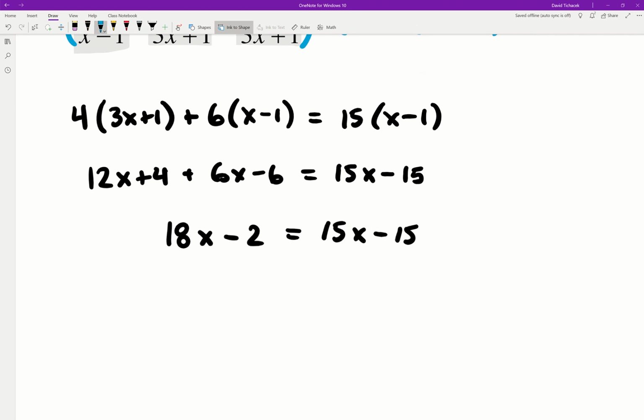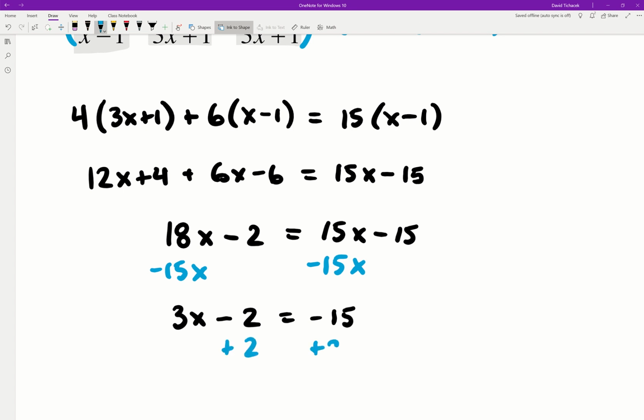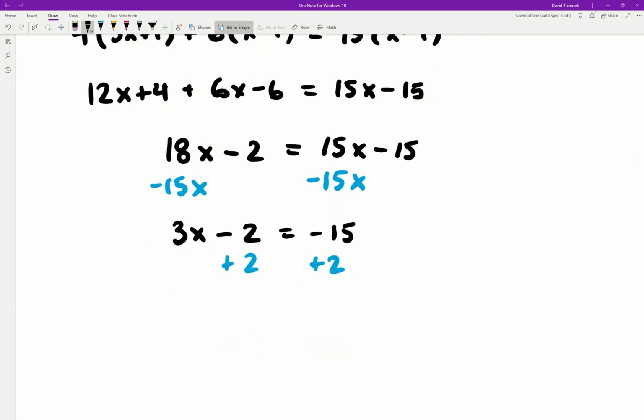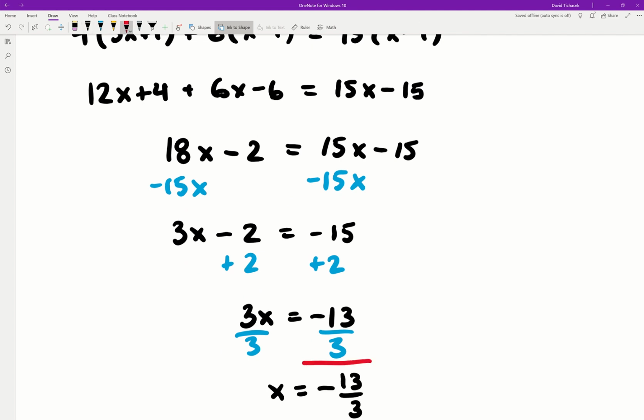Maybe combine your variable terms at this point, so subtract 15x from both sides. You would simply be getting 3x minus 2 is equal to negative 15, and then that's just a simple two-stepper from there on in. So you would add your 2, and that would give you, of course, 3x is equal to negative 13. And then, of course, after that, simply dividing both sides by 3, x is going to be equal to the fraction negative 13 over 3. Okay, and that represents your solution.